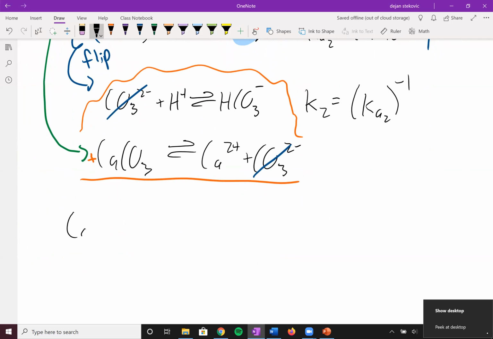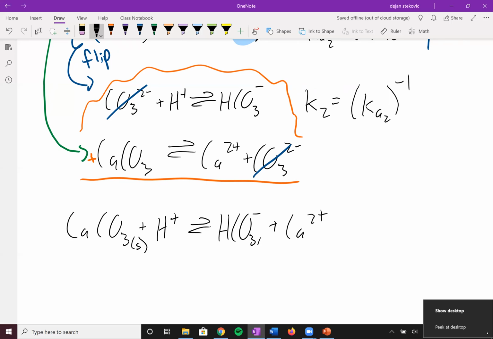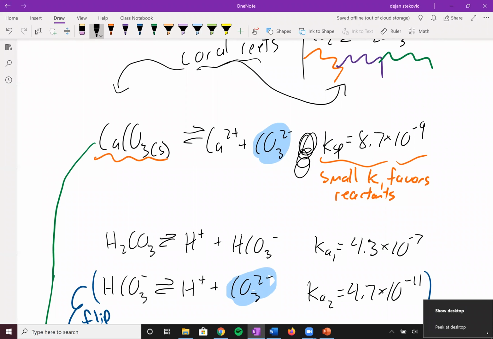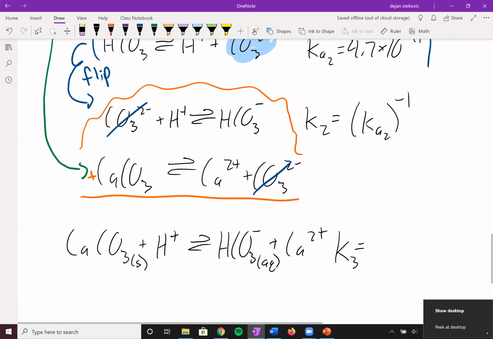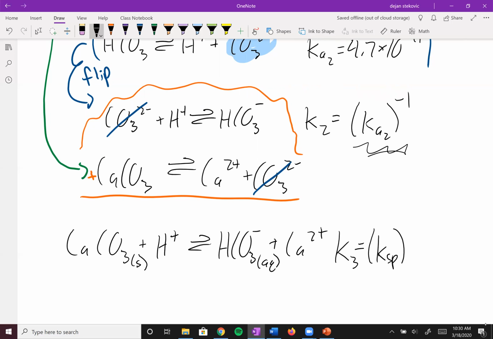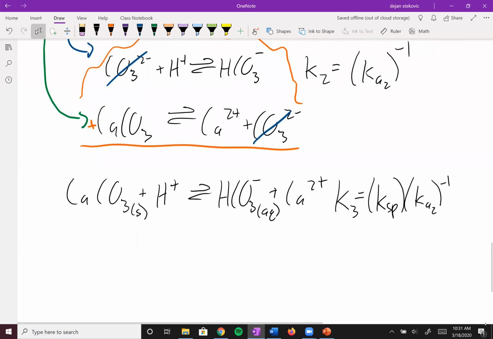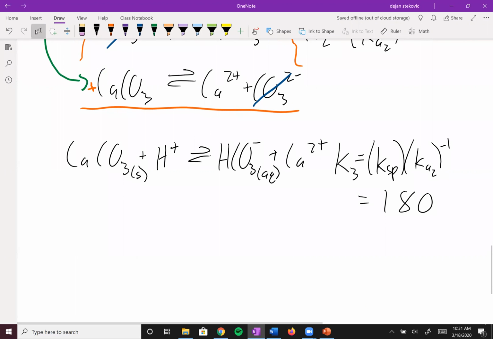And then the end result is calcium carbonate plus H plus, an acid, right? This is solid. This is bicarbonate plus calcium 2 plus, and this is aqueous. We summed these two reactions. So we'll call this K3, I guess, and it's going to be equal to this KSP right here times this Ka2 to the inverse. And when you plug and chug through these, you get 180. And so this K is not huge, but the products are slightly favored.